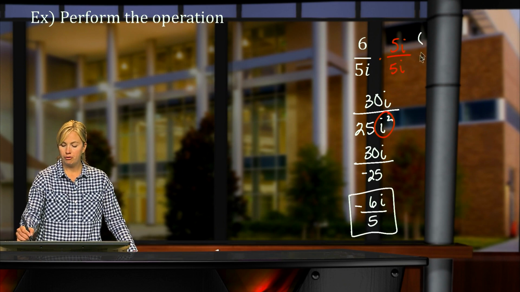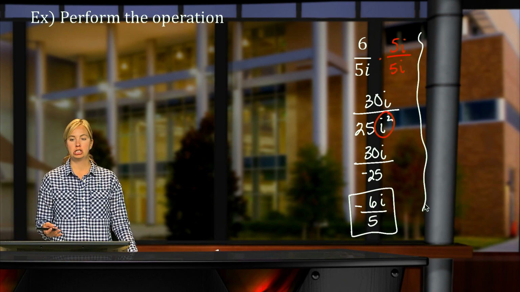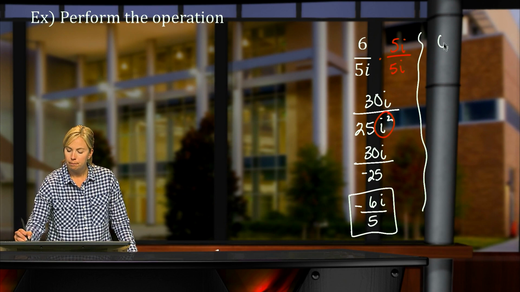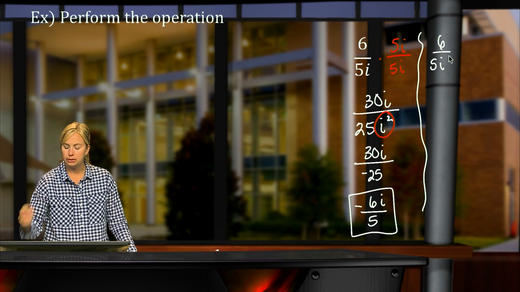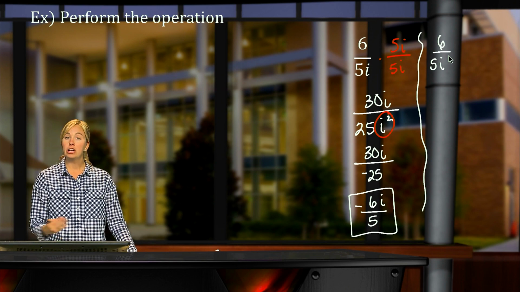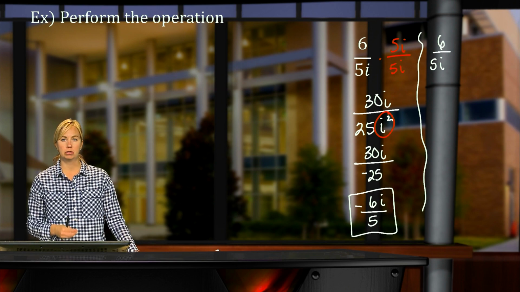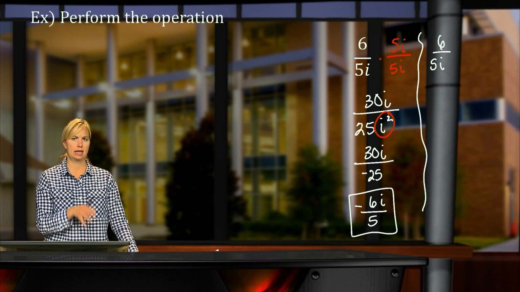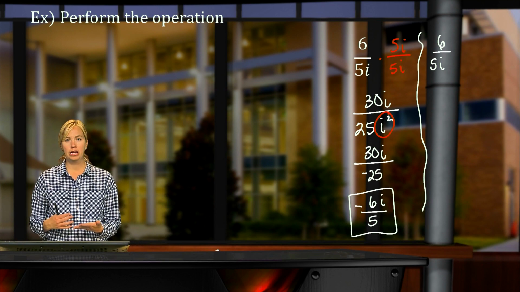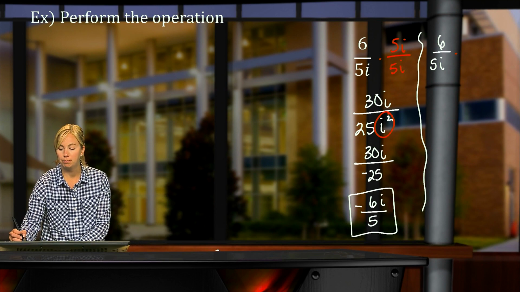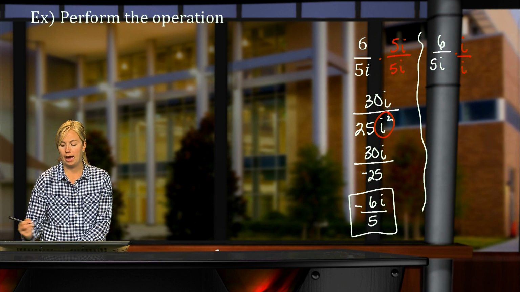Now, over here, I'm just going to show you another approach to this problem. It's not very different. 6 over 5i was what we started with. But if I look at this denominator, the only problem is really the i. The 5 is fine. That's real. So how do I get rid of that i? I can just multiply both the top and the bottom by i.